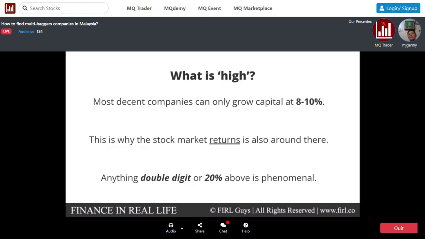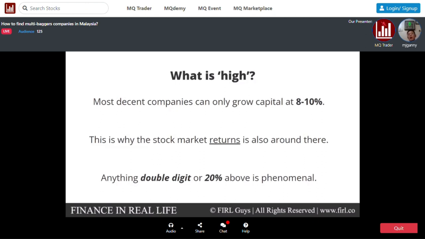So you might be asking, what is high, right? There's no cast in stone, there's no magic formula that's going to tell you what's high and low, but we can get a good gauge by looking at how decent companies in Malaysia and abroad grow their capital. What is their return on invested capital? And the answer for decent companies is 8 to 10%, maybe two times, maybe even three times higher than the country's GDP. Typically, it's like that, right? So even in Malaysia's case, decent companies can grow at 8 to 10%, okay?